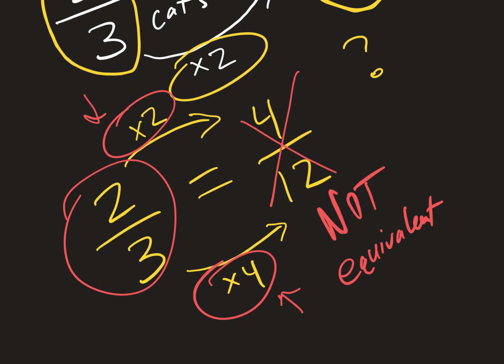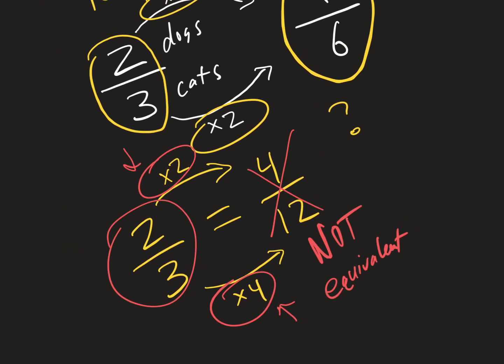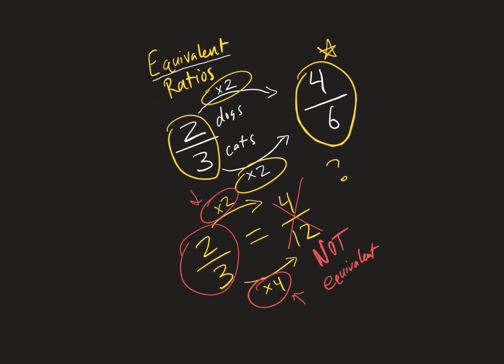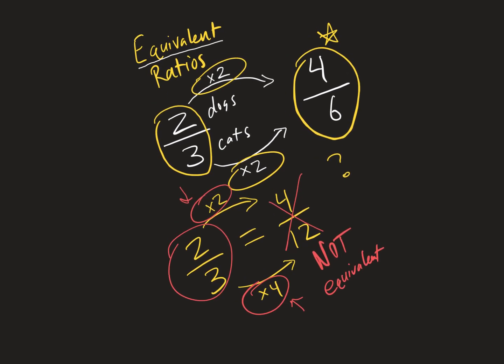Okay, and so you can think back to that pancake recipe. If you're making more pancakes and you don't multiply by the same number, then your ingredients are going to be off, and you're going to get a different flavored pancake.